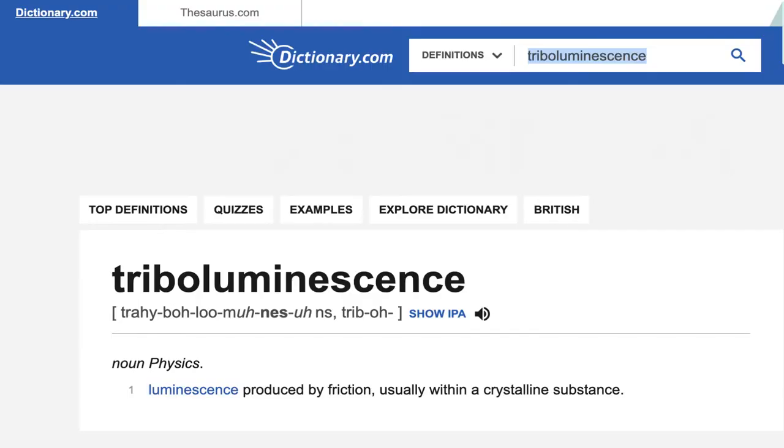If I were to attempt to explain what triboluminescence is, I imagine I'd first have to spend some time and explain what luminescence is, plus what friction is, and finally focus on the crystalline substance. I'd also have to talk about how all these parts would come together and interact, and probably point to some sort of an example. Or I could simply show you this.